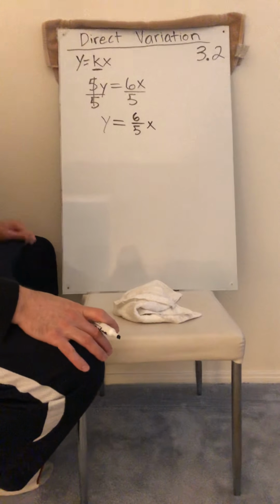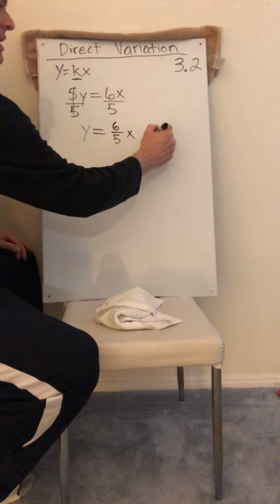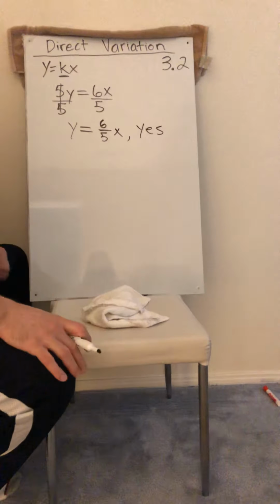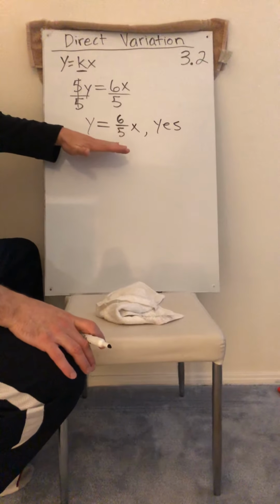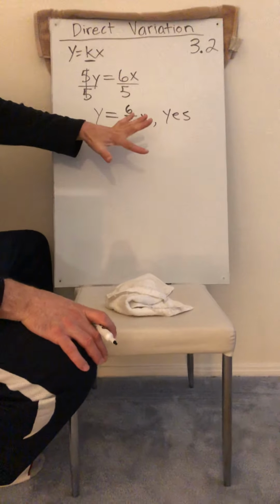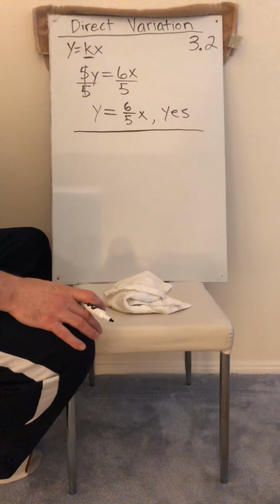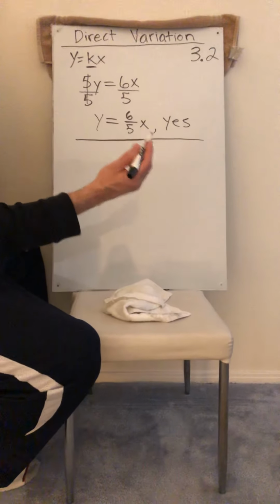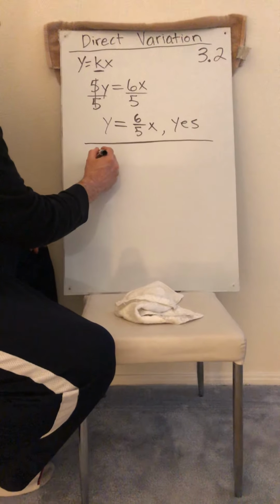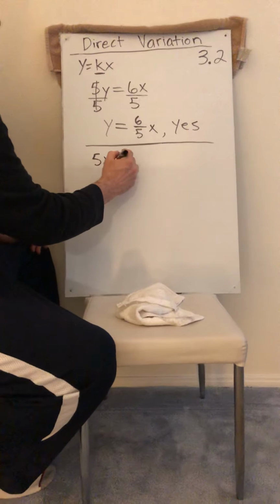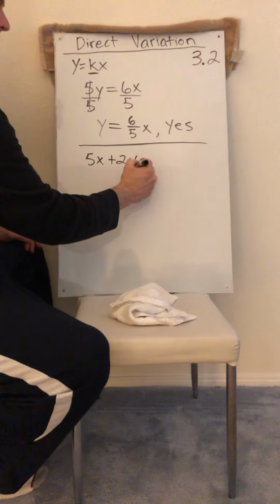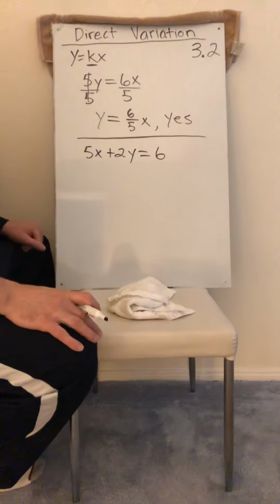So I'm going to write 6 over 5x. So is it a direct variation? The answer is yes. Yes, because it ended up as y equals kx. I am now going to show you an example that is not a direct variation. So I have 5x plus 2y is equal to 6.